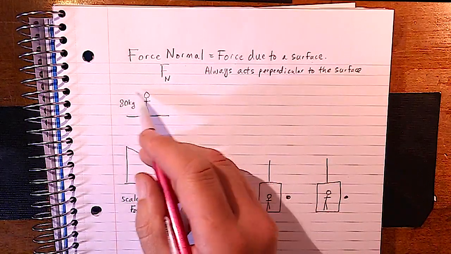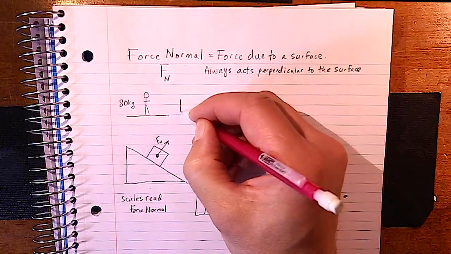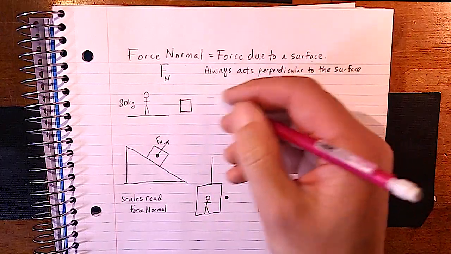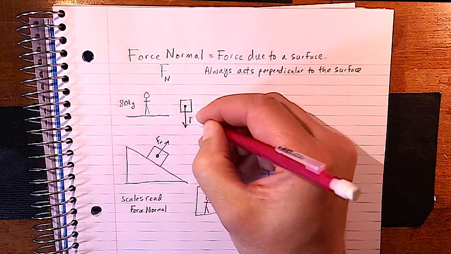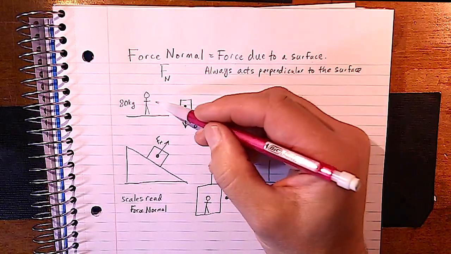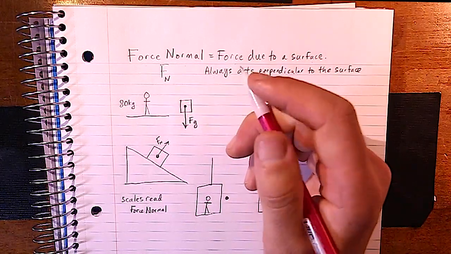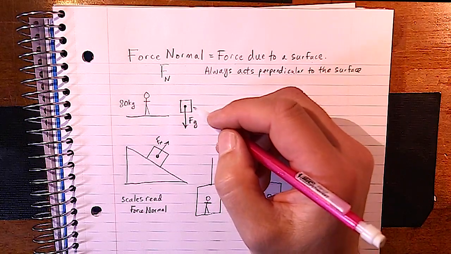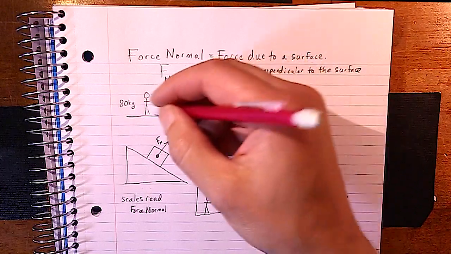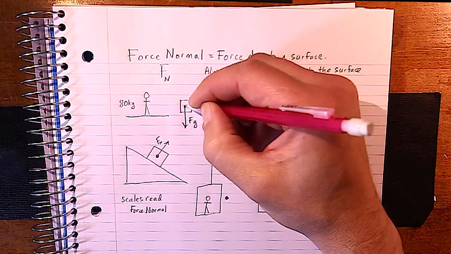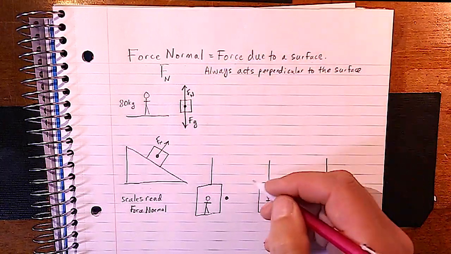So let's take a very simple situation of a person standing on the floor. If we did what's called a free body diagram, where we looked at all the forces acting on them, we would have the force of gravity acting down. Now we know that they're at rest. So according to Newton's first law, if the net force is zero, the acceleration is zero, and if they're at rest, they're not moving. So how big does this force normal have to be? It has to be exactly the same size.